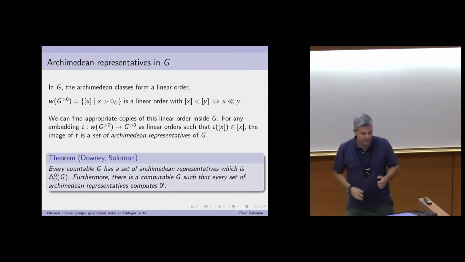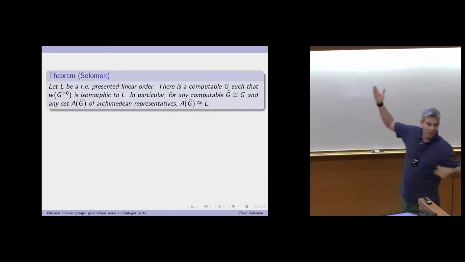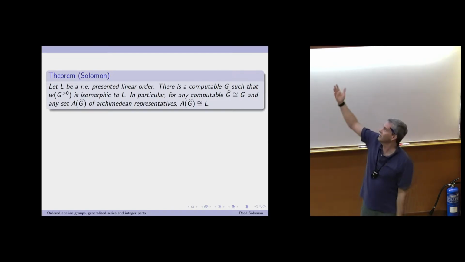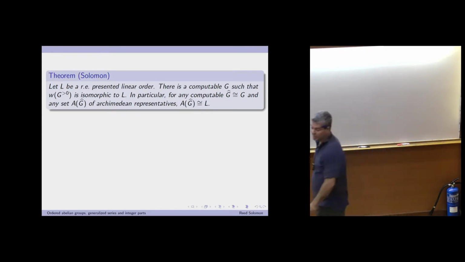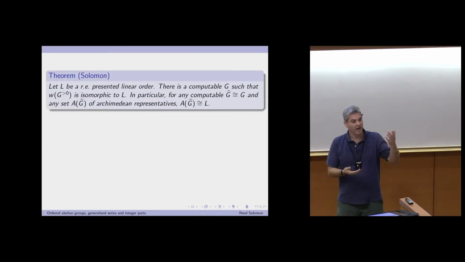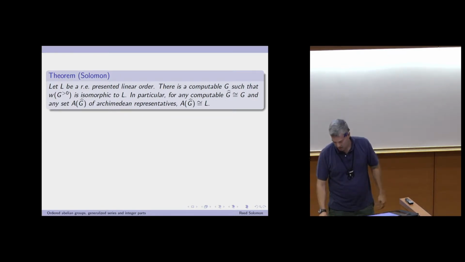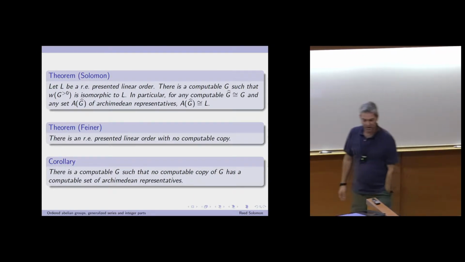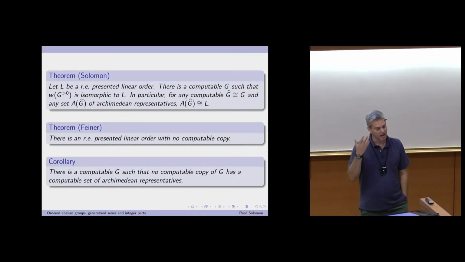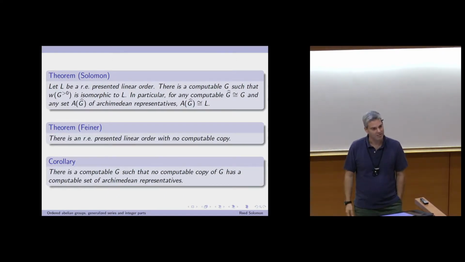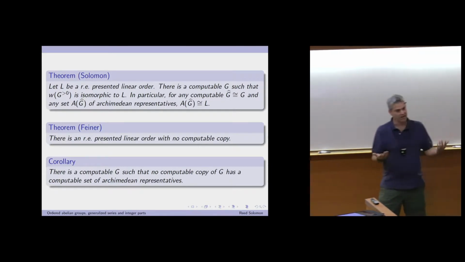presentation dependent. But if you want to get something that's presentation independent, you can say something about that. You might say, I want to start with the linear order and just build my group around that. As long as the linear order you start with has an RE presentation, you can build a computable ordered abelian group such that the ordering on the Archimedean classes is isomorphic to L. And this is an invariant of the isomorphism type. So in any computable copy, any set of Archimedean representatives is going to be isomorphic to L. And now an old result of Feiner's, that there's an RE presented linear order with no computable copy, tells you that you can at least get computable groups G where no computable copy has a computable set of Archimedean representatives. So you can at least say something about presentation independent things here.